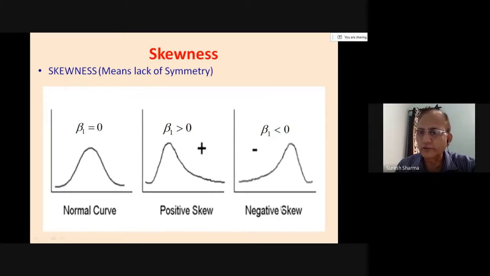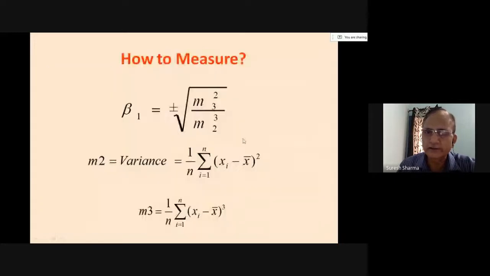Now the measure of skewness is called beta 1. SPSS will give you the value of beta 1. This is how it is computed. We know the variance, which is the second-order moment. We can also raise the power to 3 to get the third-order moment, and then compute the square root of m3 squared divided by m2 cubed. I square this quantity because the cube could be negative or positive. Once you square, it becomes positive. Variance is always positive, so it is the square root of a positive quantity.